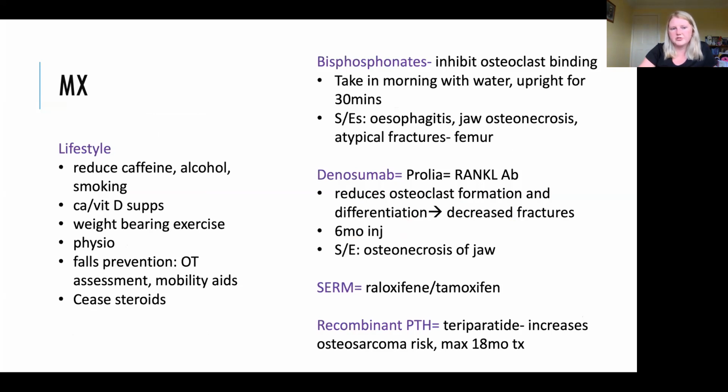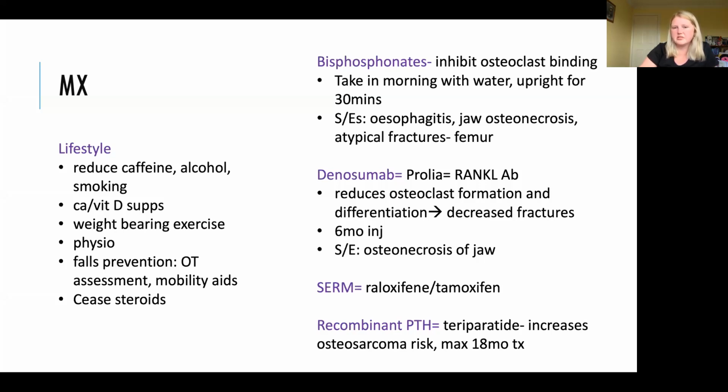In terms of management, it looks at addressing the risk factors, so looking at things like caffeine intake, alcohol and smoking, replacing calcium and vitamin D if they're deficient, encouraging regular exercise, physio, falls prevention, and stopping agents such as steroids, which can contribute. In terms of medications, we have multiple options.